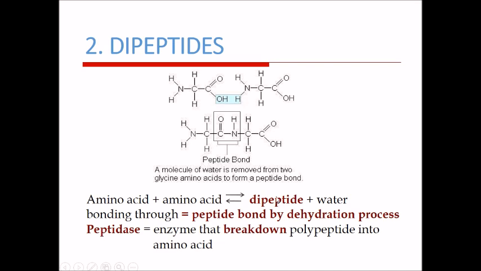Dipeptide can be hydrolyzed back, okay, or can be broken down back into amino acid, okay, through the process of hydrolysis, meaning you add water to the dipeptide, so it will produce two molecules of amino acid. And there are also proteins, or the enzymes, that are responsible to cut this peptide bond, which is known as the peptidases.